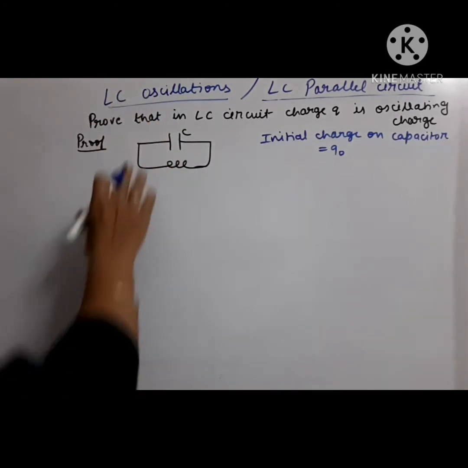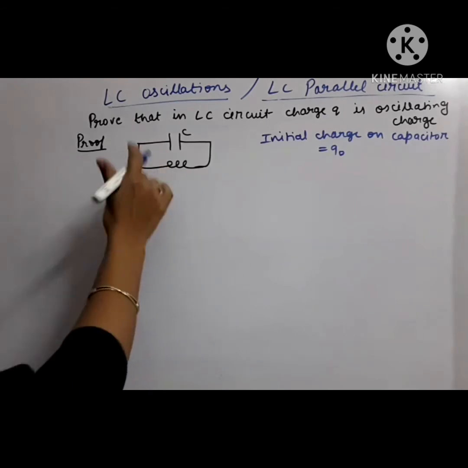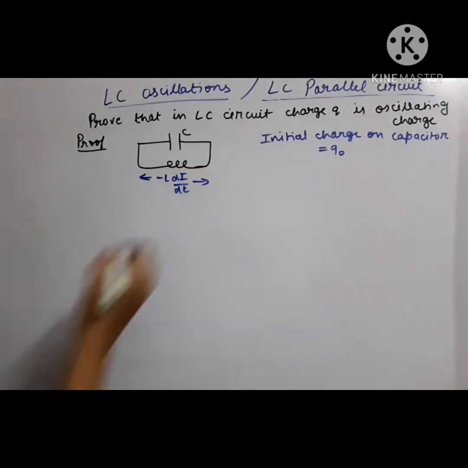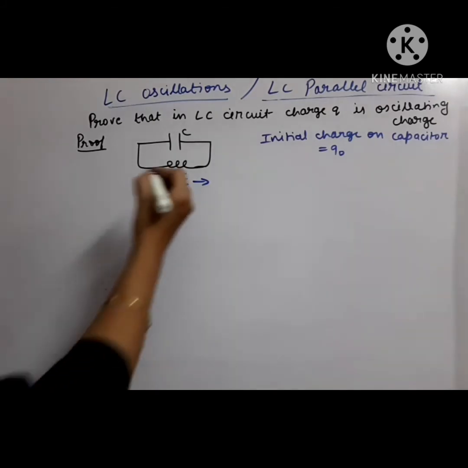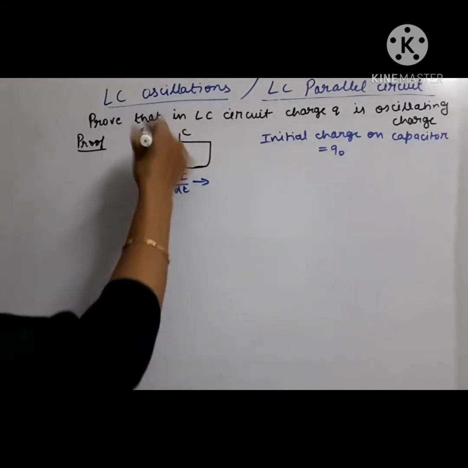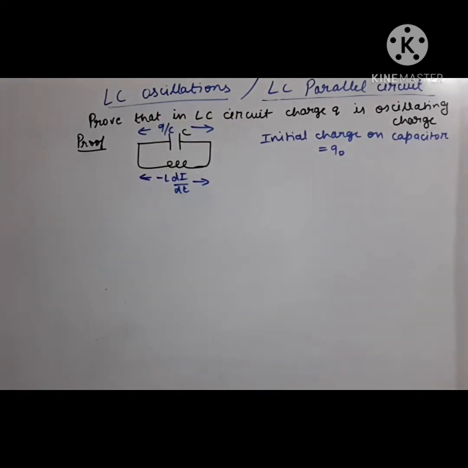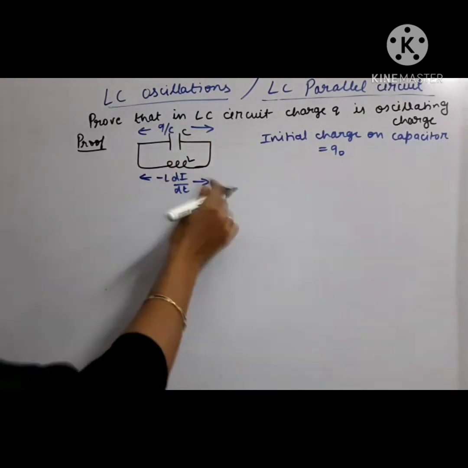Let us start. First of all, in this diagram of LC circuit, we will show the induced EMF magnitude is minus L di by dt at any time. Minus sign is due to the Lenz law, that it opposes the cause. And what is the voltage at any time across capacitor? So it is Q by C voltage. So at any time we are taking the voltage Q by C across capacitor, and across L the voltage is minus L di by dt.